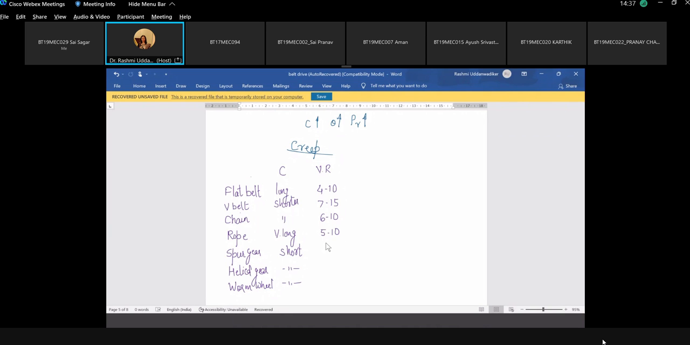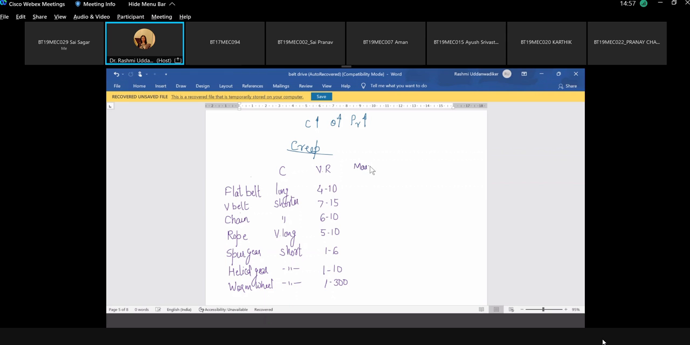flat belt. Spur gear is low, 1 to 6. Helical gear, maybe maximum of 10. For worm wheel, it can go up to 100, 200, 300. But with more and more velocity ratio, the efficiency goes down.